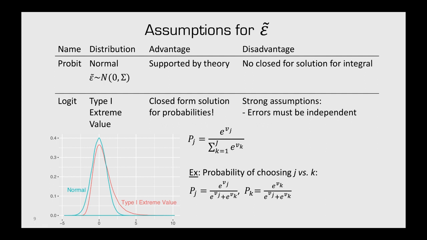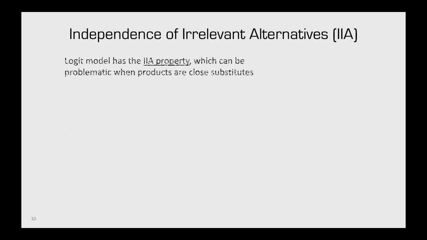Now, this does have some drawbacks. One is that the errors have to be independent. That is a key assumption of this model, and in the next slide I'm going to talk about some of the limitations of that. But this is going to be the model we're going to use for this class. The independence of irrelevant alternatives property, it's a mouthful, but the IIA principle really becomes problematic when your products are very close substitutes. It means when you have multiple alternatives that are really similar to each other.